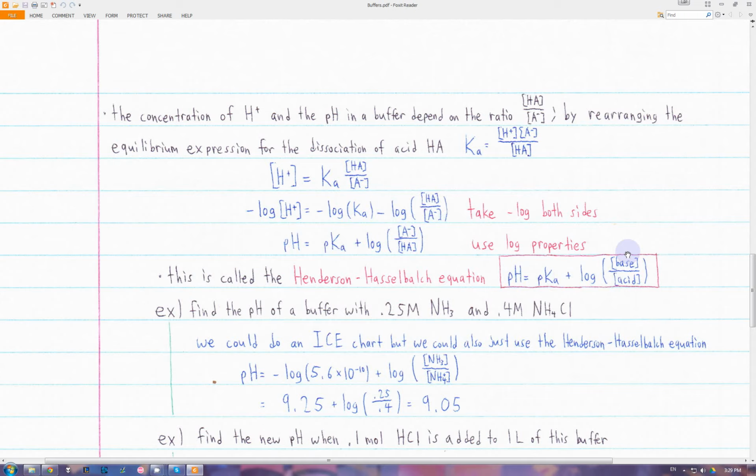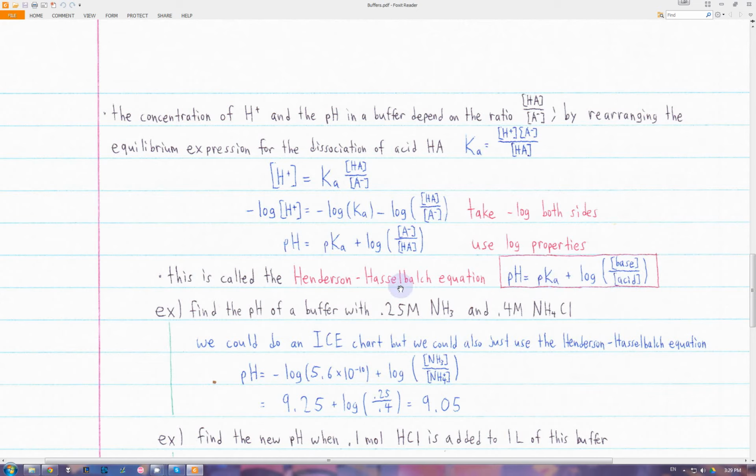So if a buffer consists of a weak acid and its conjugate base, this will be the concentration of the conjugate base over the concentration of the weak acid. And then the pKa will be the negative log of the Ka of the weak acid. Whereas if a buffer is a weak base and its conjugate acid, this will be the concentration of the weak base over the concentration of the conjugate acid. And this will be the negative log of the Ka of the conjugate acid.